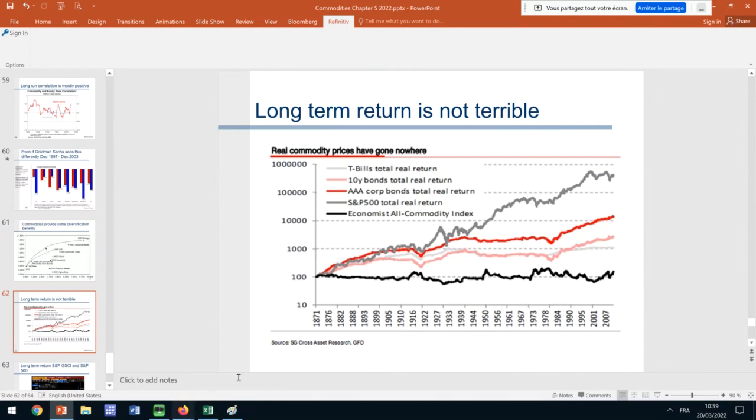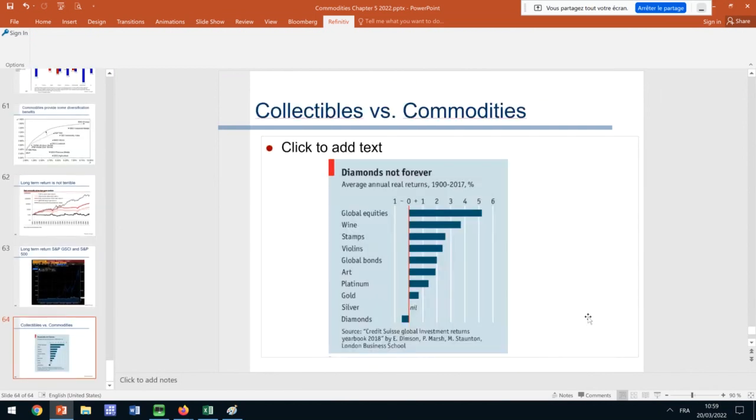Here you have another graph that goes back to the 1870s, and that shows you what you would make in a commodity investment compared to other investments. Again, the S&P 500 is simply a much better investment than anything else. Note that this is a logarithmic scale, so normally you wouldn't even see these returns if you look at the S&P. So in a nutshell, probably not a good investment.